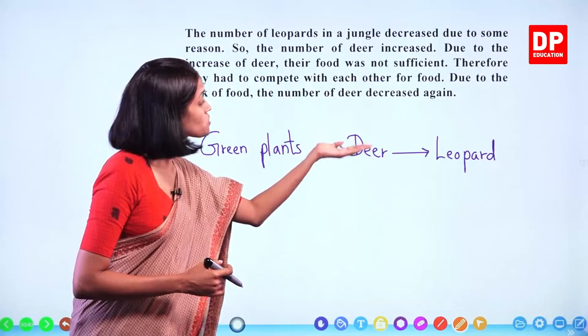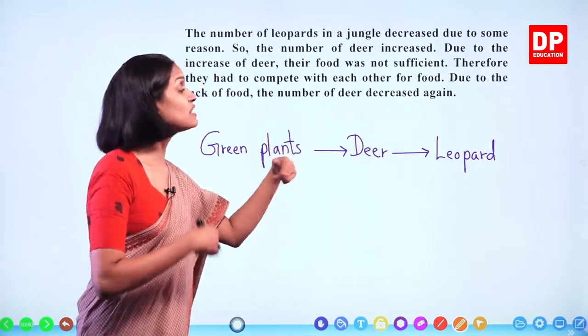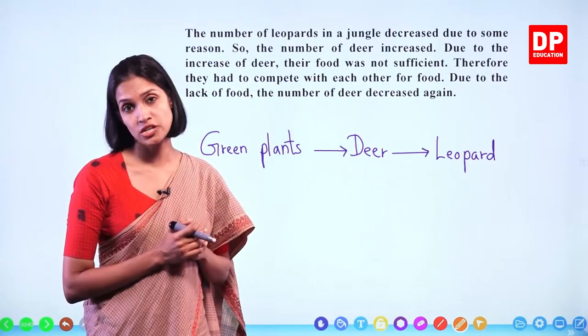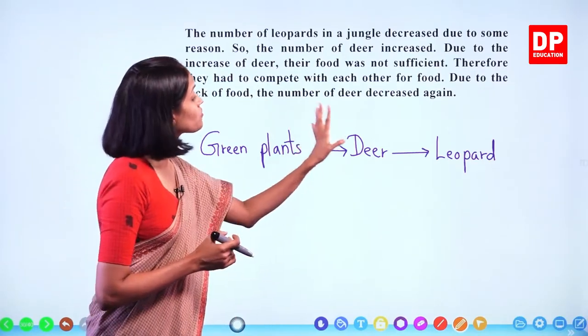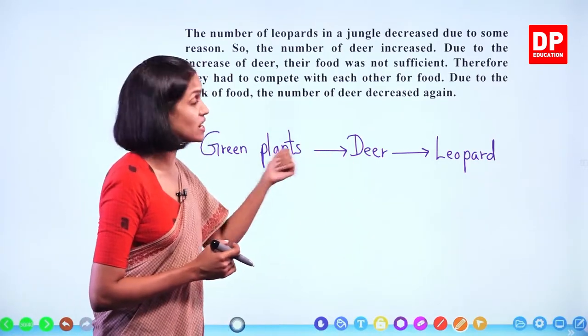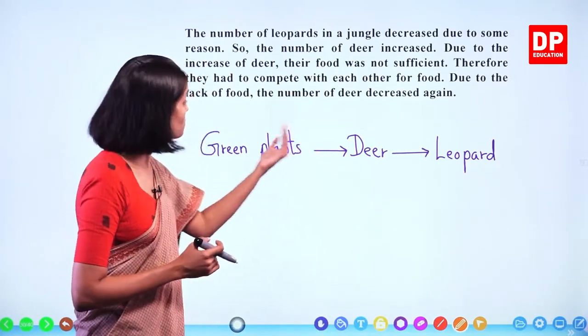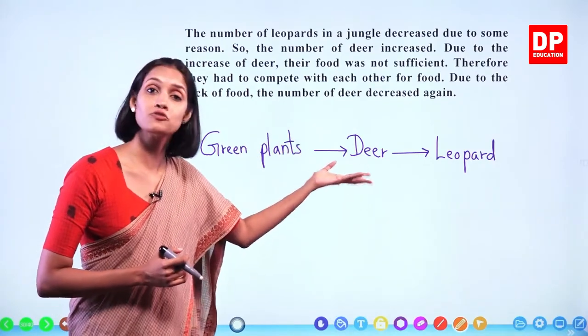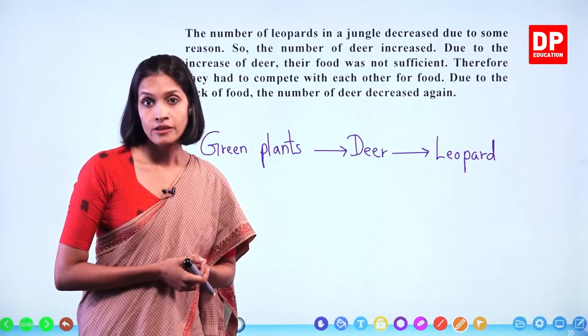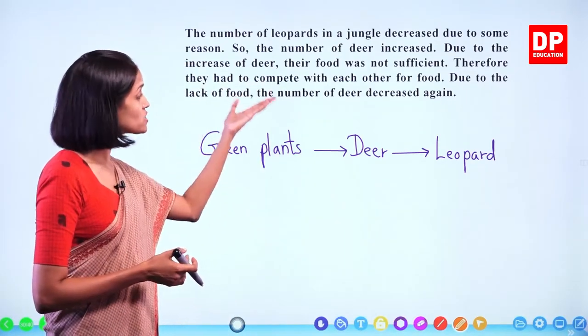Right, children? So then what happens, children? They will compete. They will fight each other for food. There will be a competition. Right? So from the competition, the strongest one will win and the others will die. The one who can obtain food, the one who has access to food will survive and the others will die. Right, children? But initially what will happen?